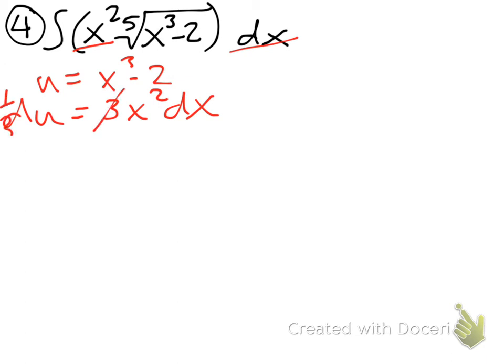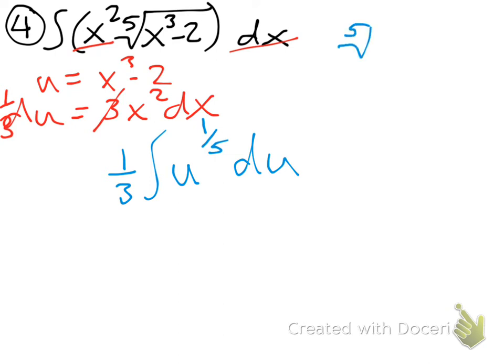So I'm going to pull my 1/3 out to the front. Sorry if that's difficult to see. So what I'm going to end up having is 1/3 times the integral of u to the 1/5 du, and all I did was rewrite, this is just a side note, the 5th root of x or anything is the same thing as x to the 1/5 power.